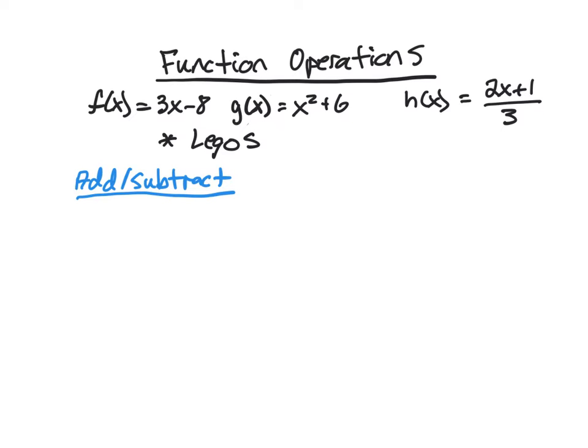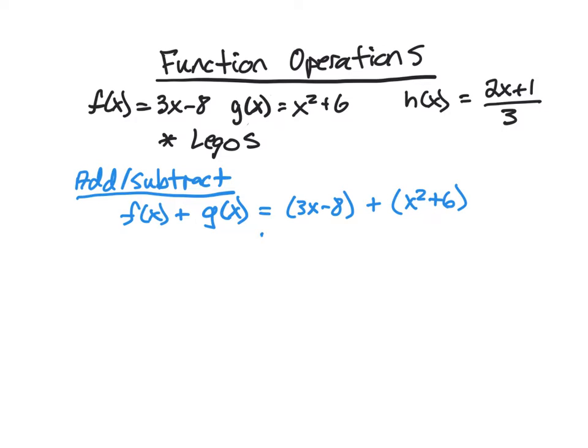Okay, so add and subtract. So let's take an example. Let's take f of x plus g of x. So in this operation, we're adding two functions together. The result is going to be a more complex function built from these other two. The way that we do it is we're going to write down each of the functions, and I always put them in parentheses, whatever it is I'm plugging in, plus g of x, which is x squared plus 6.